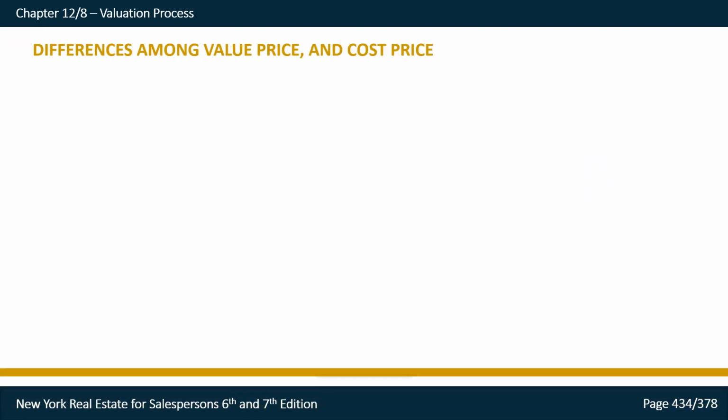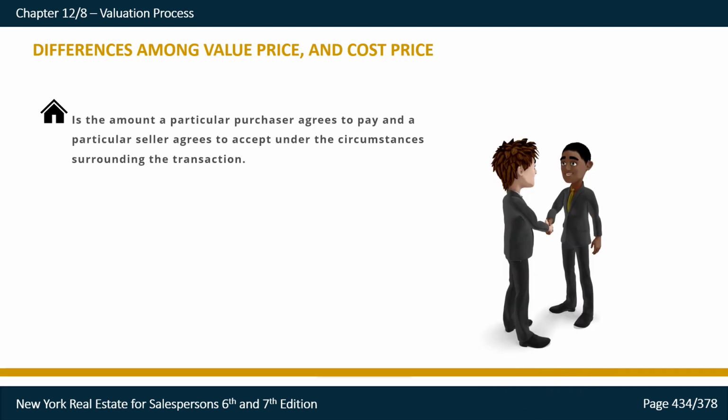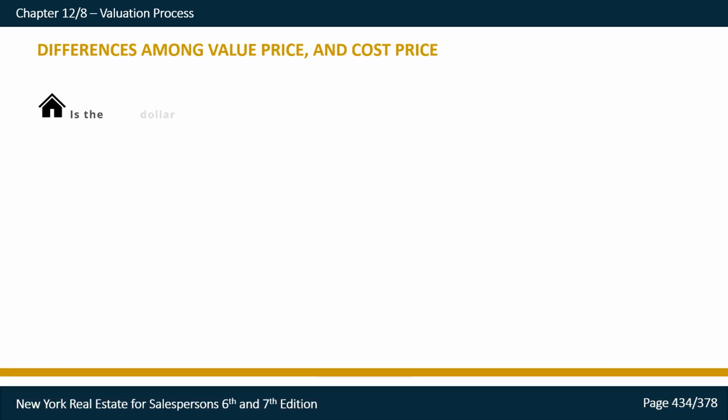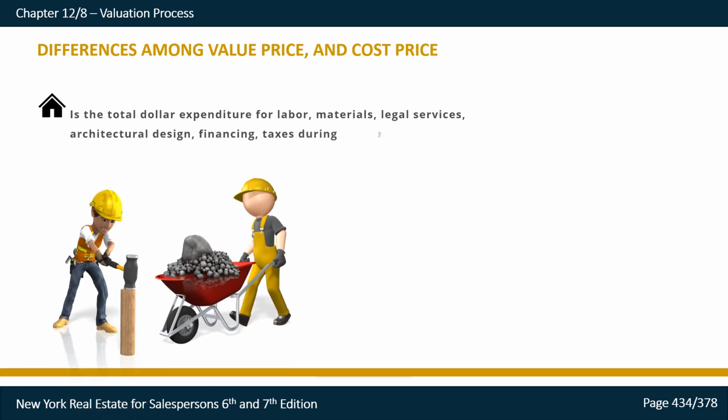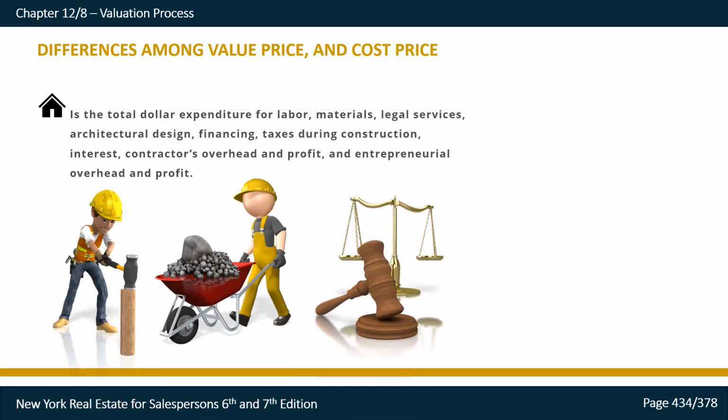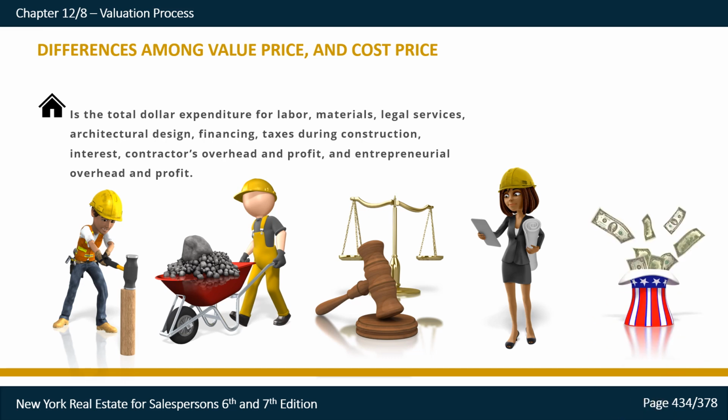Differences among value, price, and cost. Price is the amount a particular purchaser agrees to pay and a particular seller agrees to accept under the circumstances surrounding the transaction. Cost is the total dollar expenditure for labor, materials, legal services, architectural design, financing, taxes during construction, interest, contractors' overhead and profit, and entrepreneurial overhead and profit.